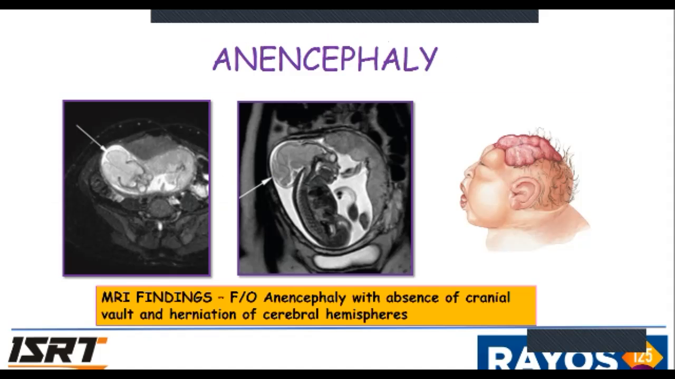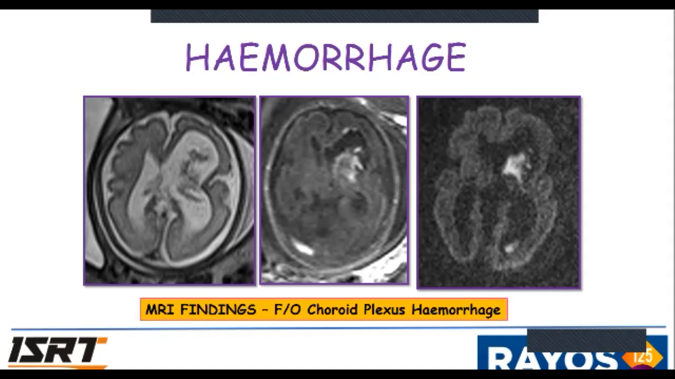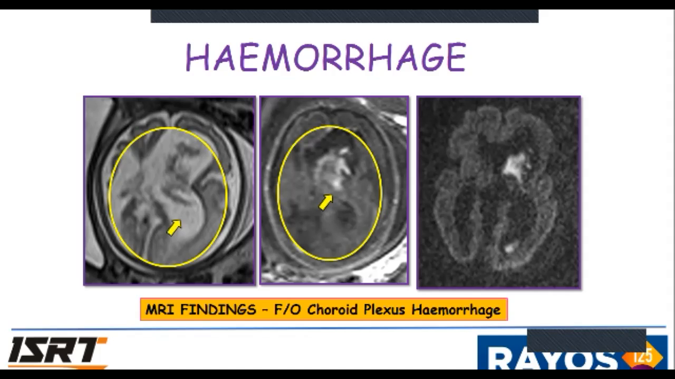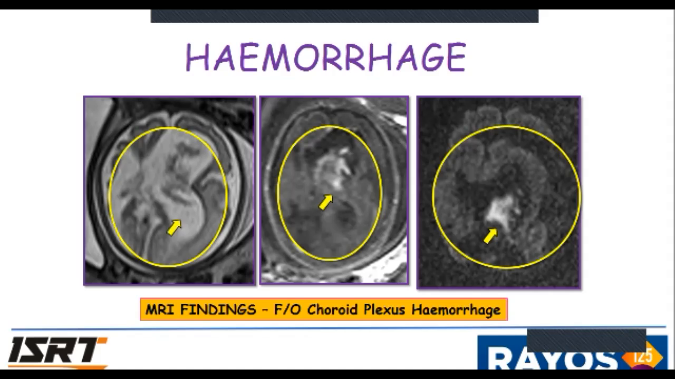Anencephaly. Anencephaly is a condition where there is underdevelopment of the skull vault. In this image, you can see a fetus with the absence of a cranial vault and herniation of the cerebral hemisphere. And here there is a choroid plexus hemorrhage. It can be zoomed in and seen now. There is a hemorrhage in the choroid plexus. It is a gradient image and diffusion image showing the hemorrhage.